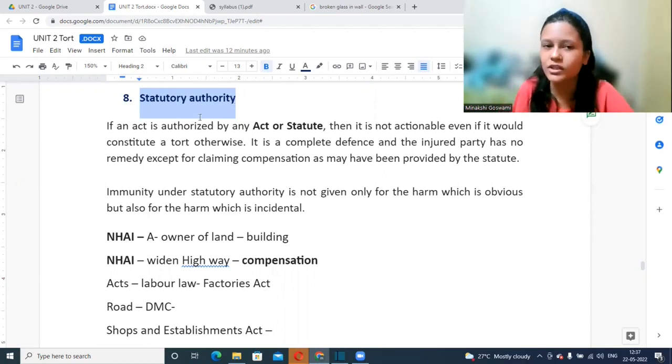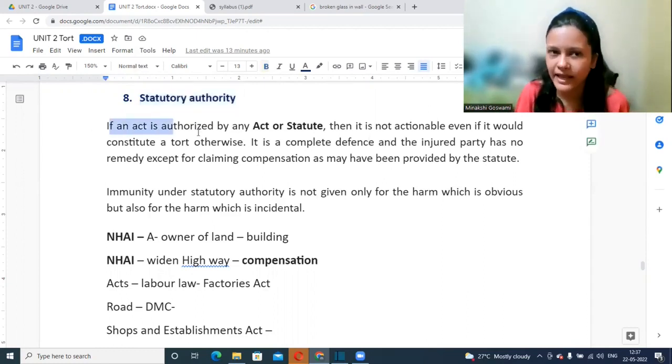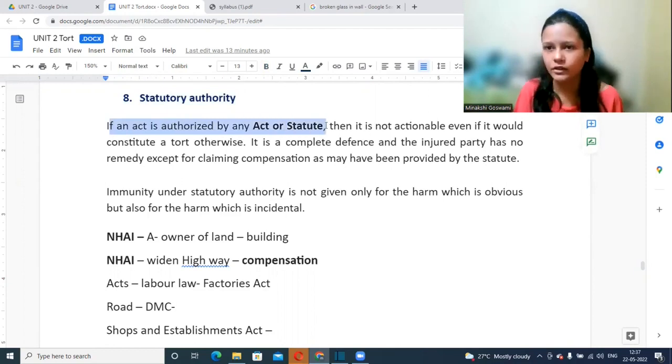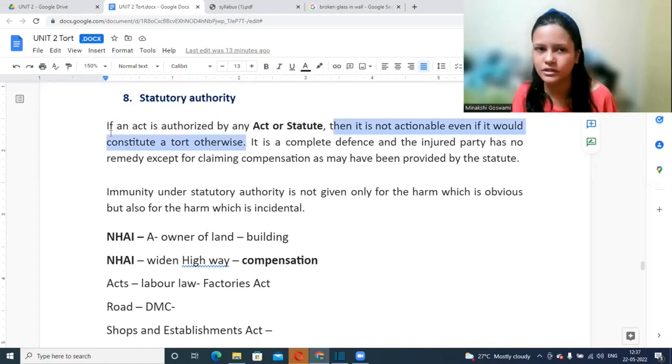And this authority is also a defense that the person can give. So if an act is authorized by an act or statute, whatever a person is doing, a legislation has given that power to the person. Then it is not actionable, even if otherwise it would have constituted a tort.